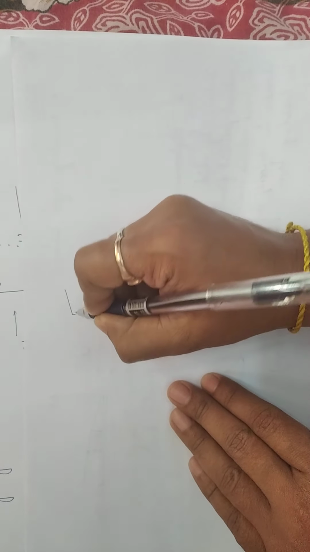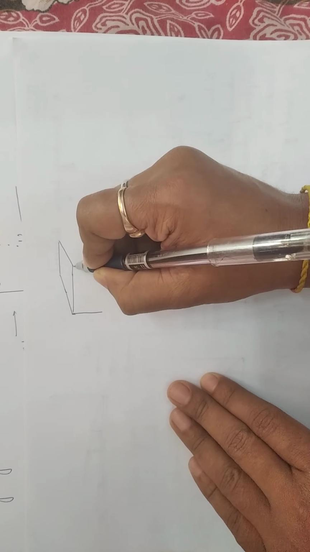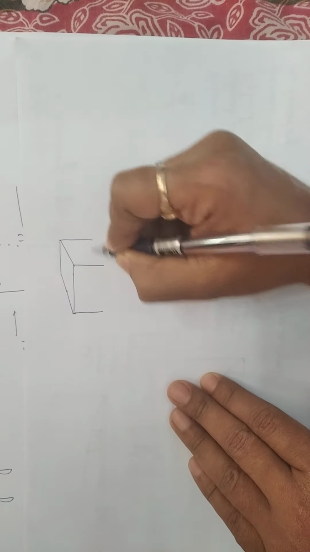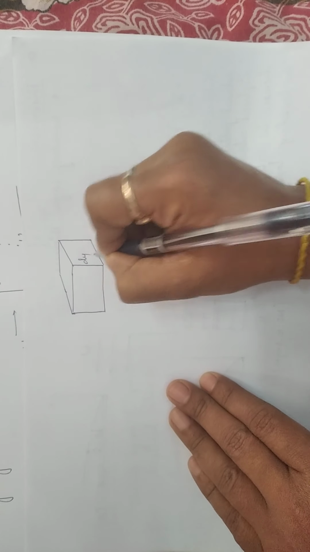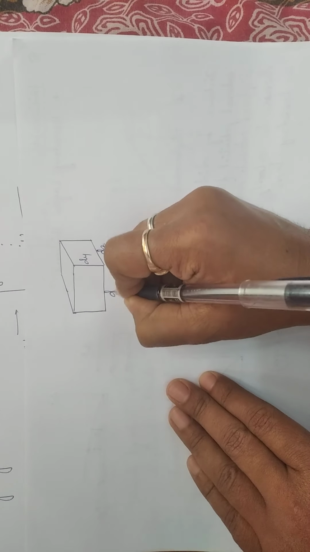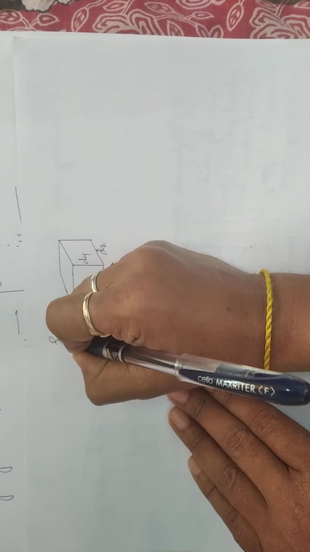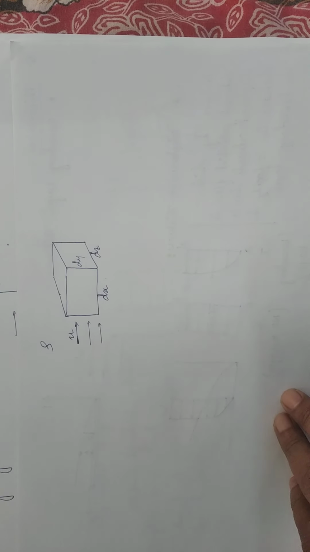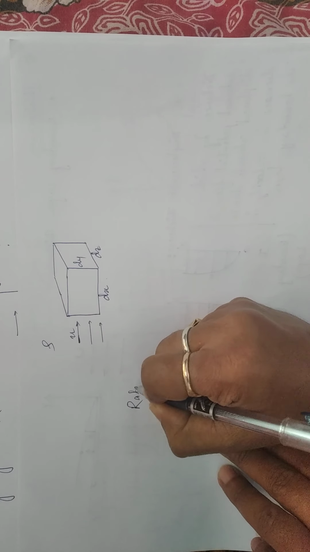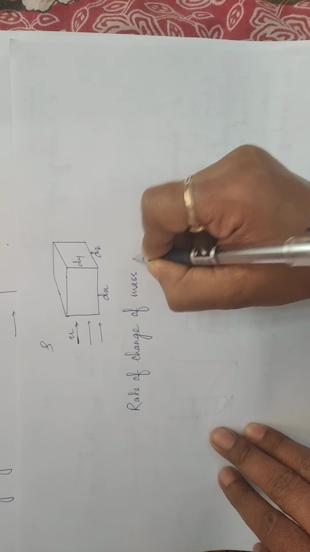So suppose this is a structure, this is dy, this is dz, this is dx. Okay, the fluid is moving along this with the density rho. This is the direction and u is the velocity of the fluid. So what we need is the rate of change of mass.